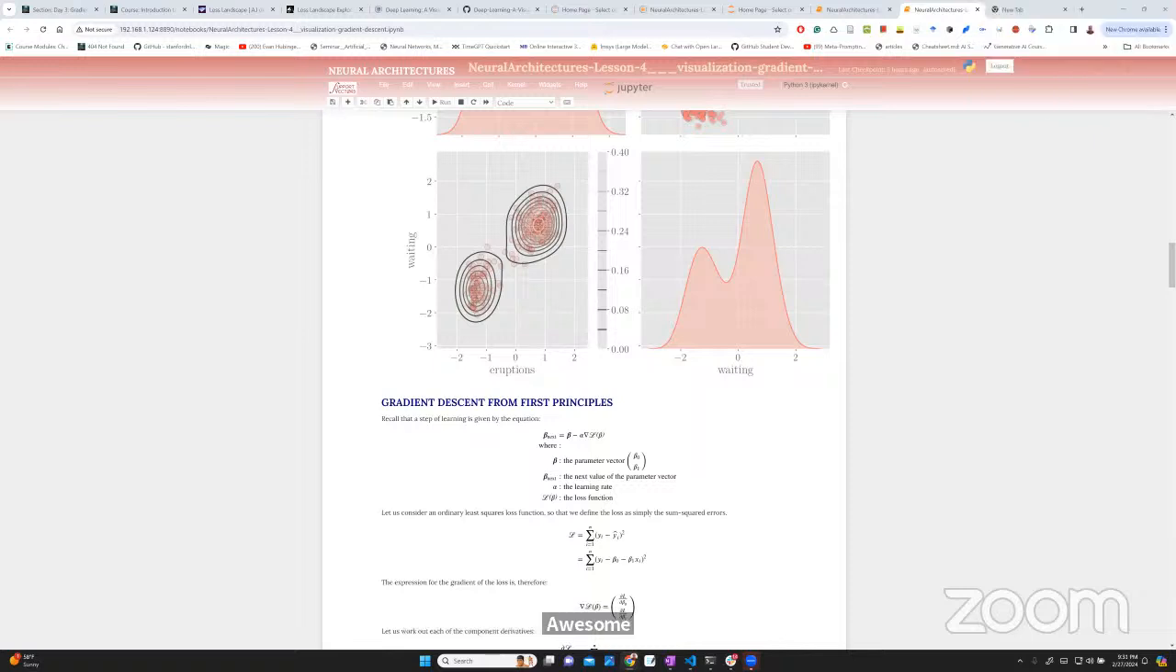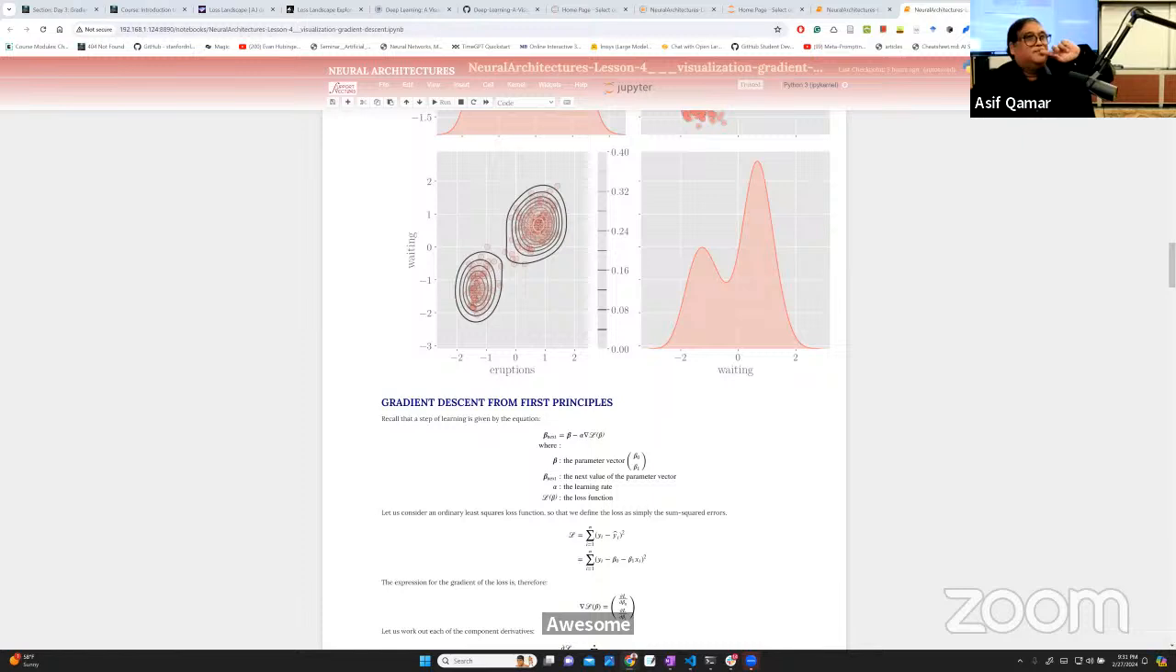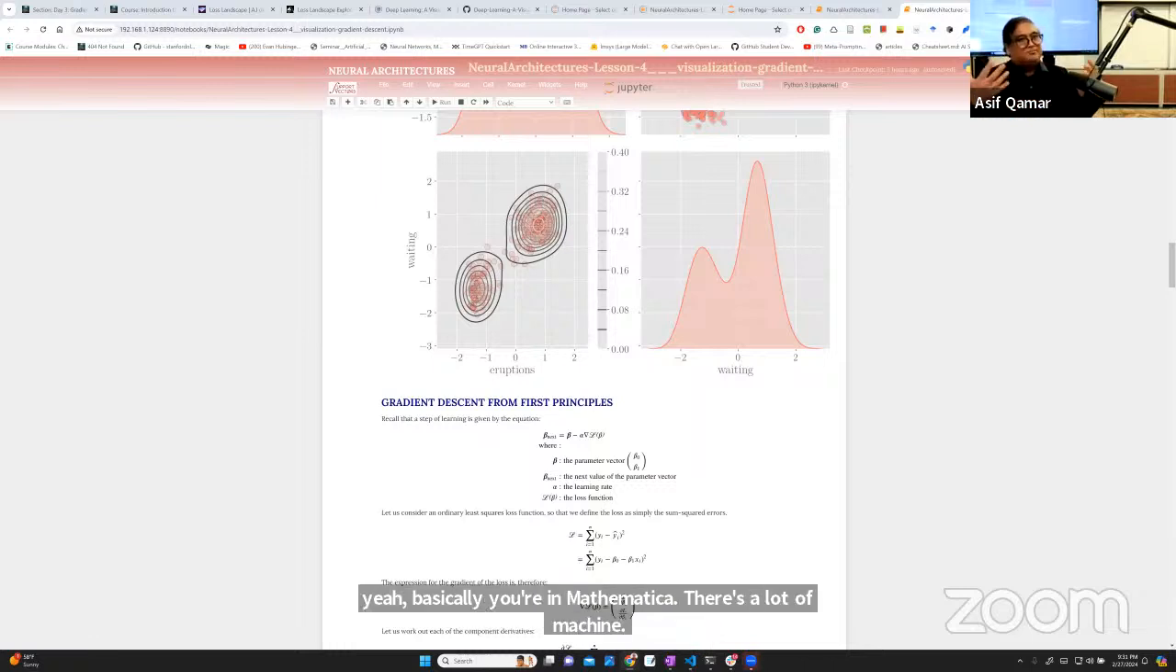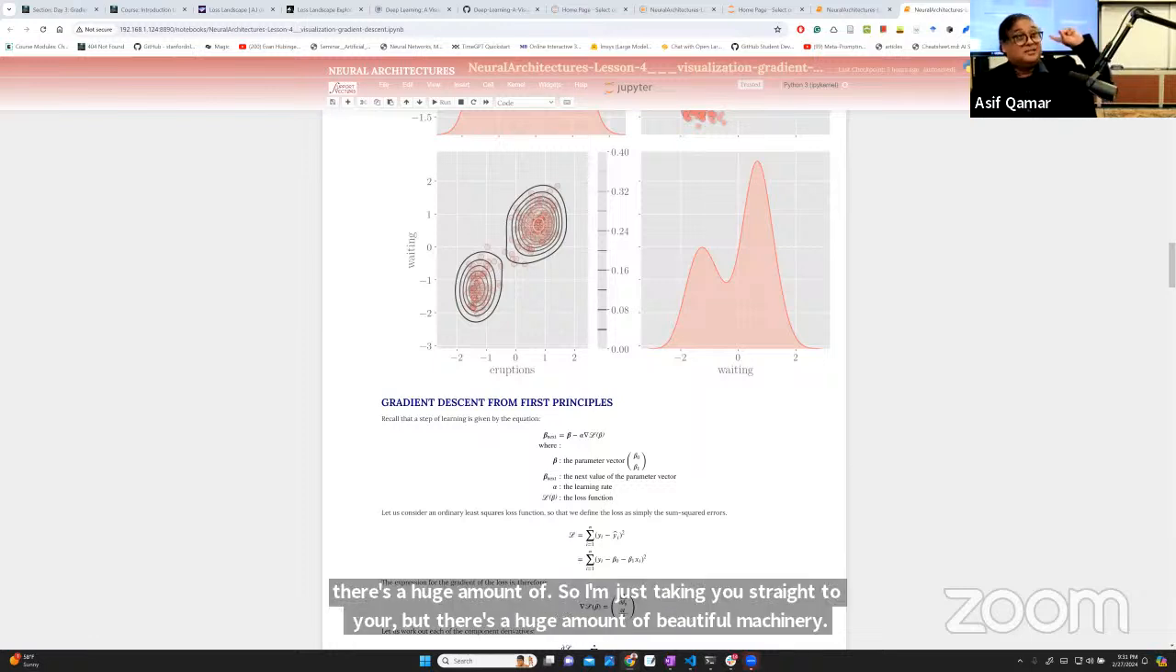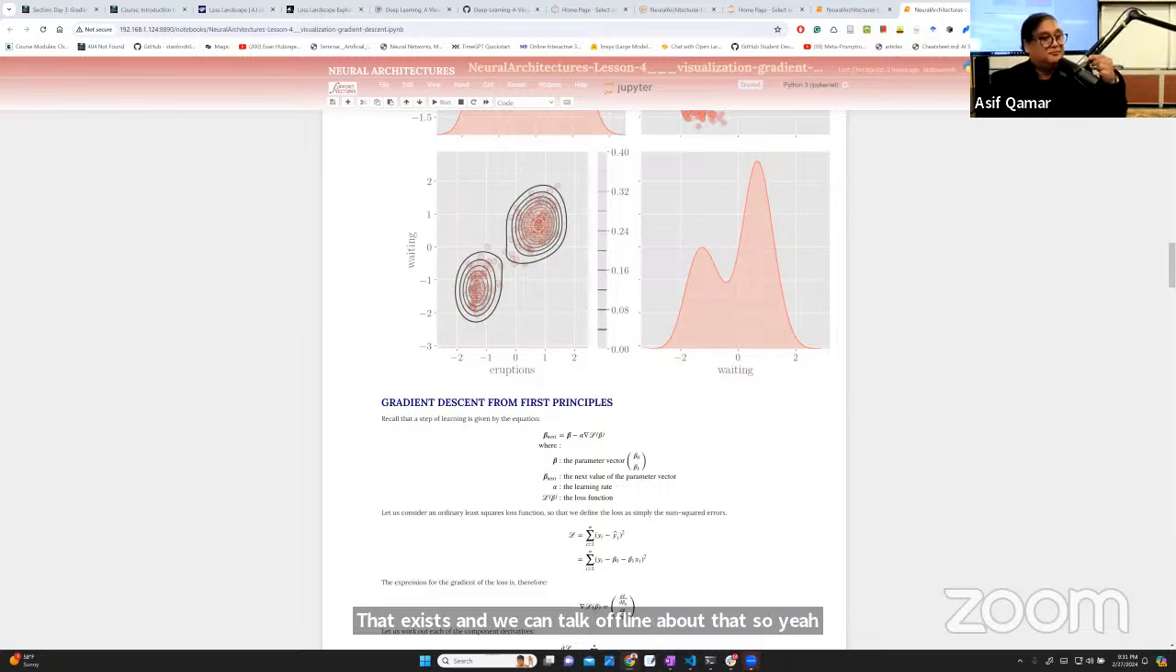Question. Yeah. Is there a mathematical model to do such weeding? Yeah, there's a lot of machinery. I'm just taking you straight to neural networks, but there's a huge amount of beautiful machinery that exists, and we can talk offline about that. Let me take those offline.